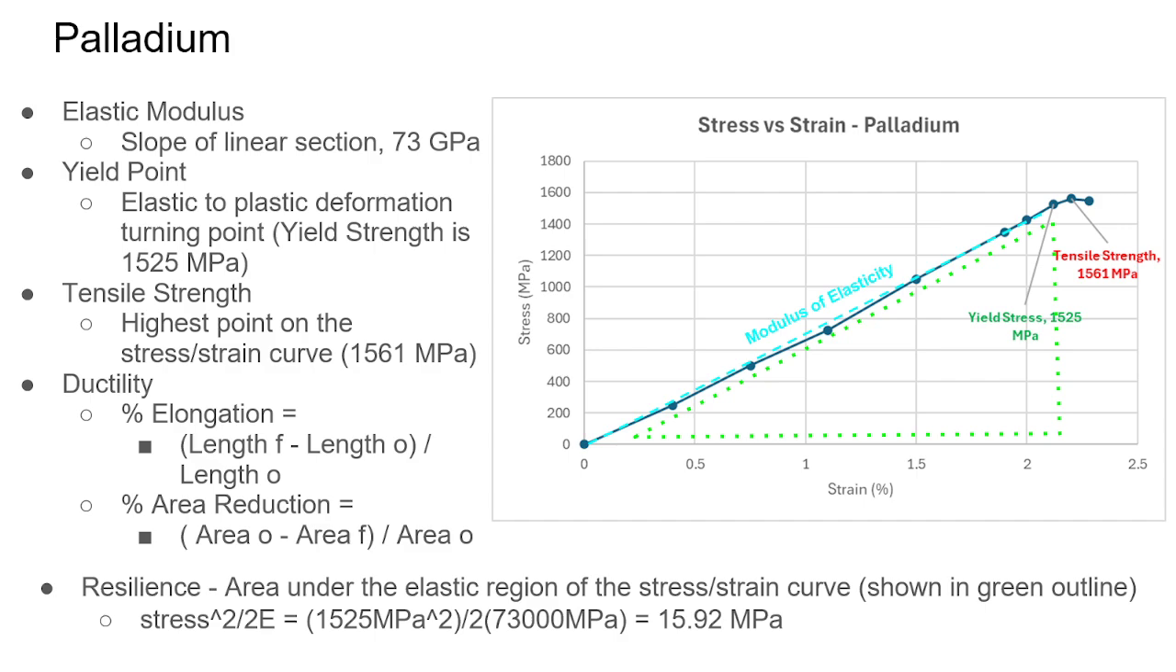The next item we looked at was palladium's yield point, and that is where deformation changes from elastic to plastic. So it's the turning point between the linear region and the curved region. And based on the stress strain curve, that was 1525 megapascals.